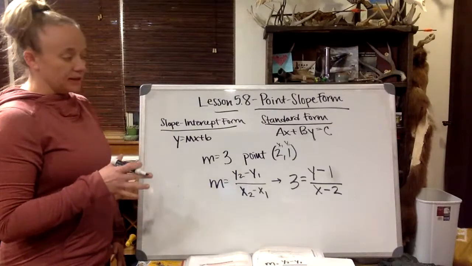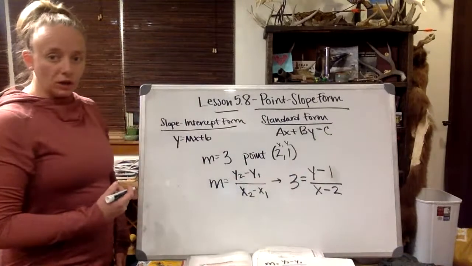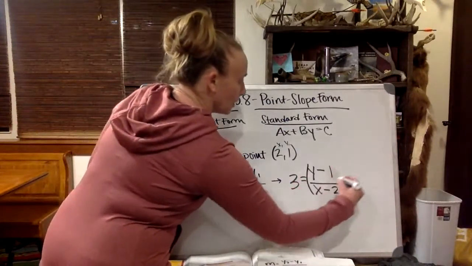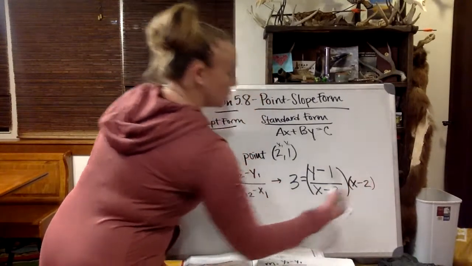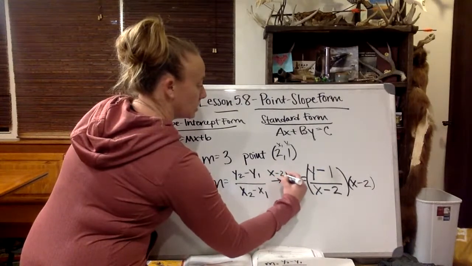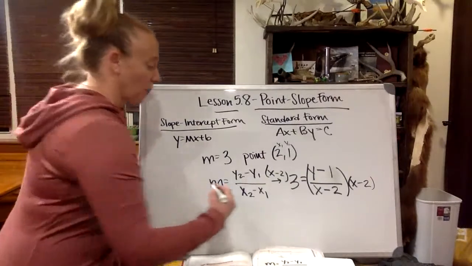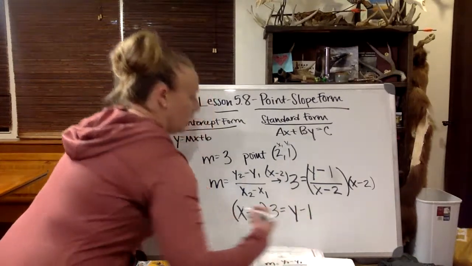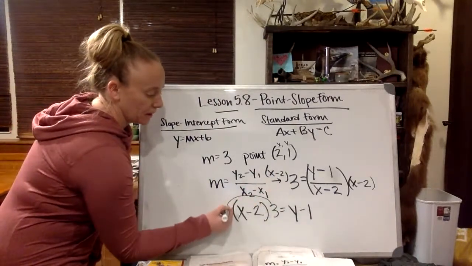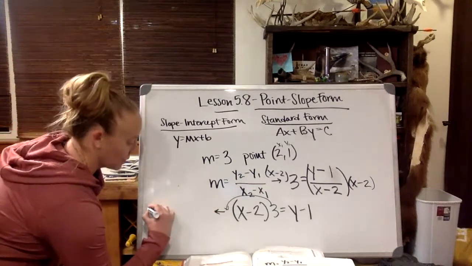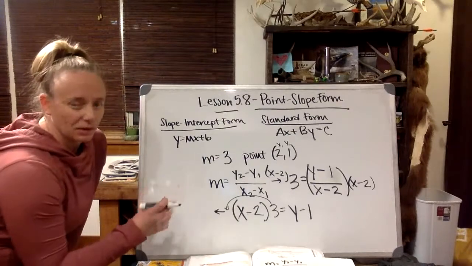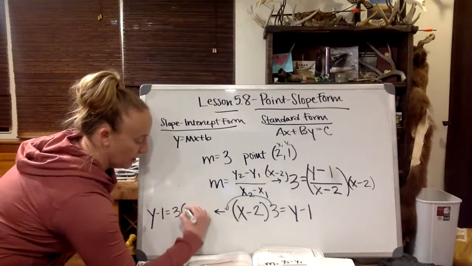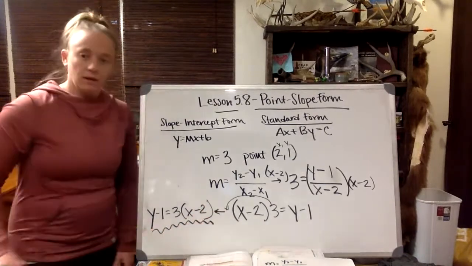Now I'm going to get rid of this weird fraction. This is our rational equation. Let's get rid of that rational equation, get the variable out of the denominator. In order to do that, I'm going to multiply this whole side by x minus 2, and if I do that on one side, I need to do it on the other side, x minus 2. When I do that, I get point-slope form, which is x minus 2 times 3 is equal to y minus 1. Now I'm going to bring the slope out in front because it's easier to see there. So y minus 1 is equal to 3 times x minus 2. And this is point-slope form.